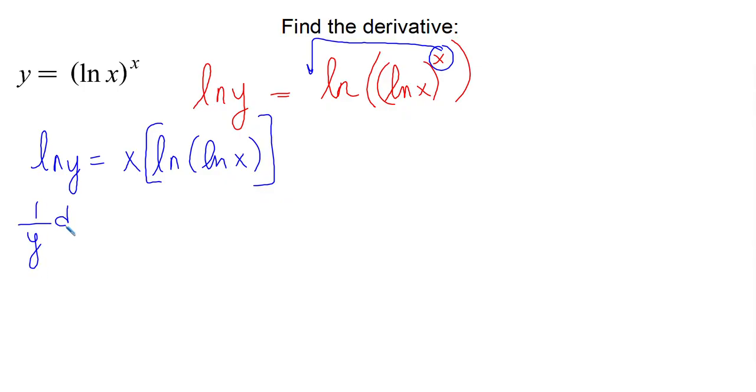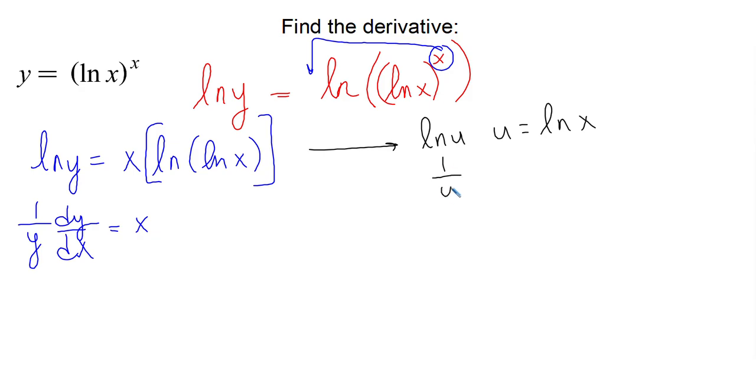So 1 over y dy dx. And x ln of x is going to be another product rule problem. So it's going to be x times the derivative of the natural log of the natural log of x. So if we do that off to the side here, that's the natural log of u, where u is the natural log of x. Well, the derivative of natural log u is 1 over u, and the derivative of natural log x is 1 over x. So that's 1 over x ln x. So we've now got x times 1 over x ln x.